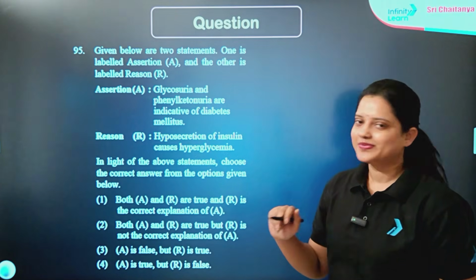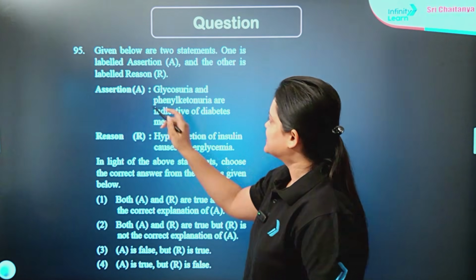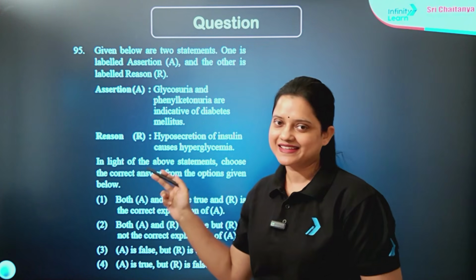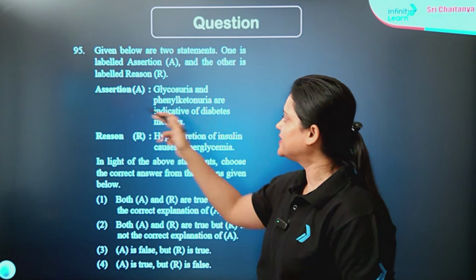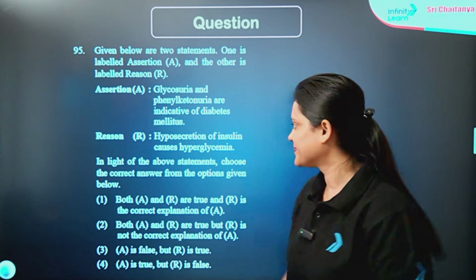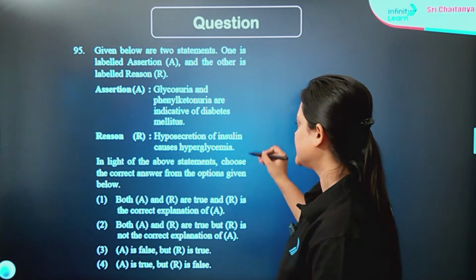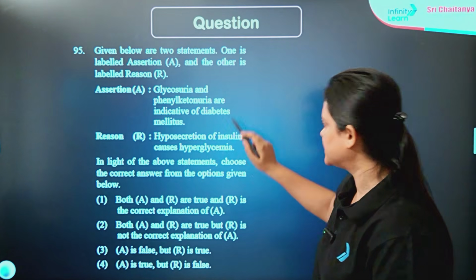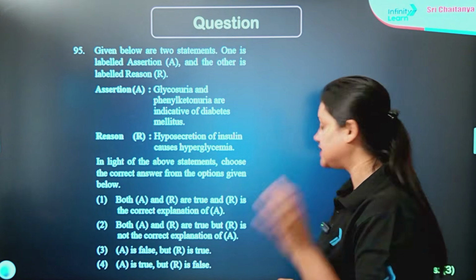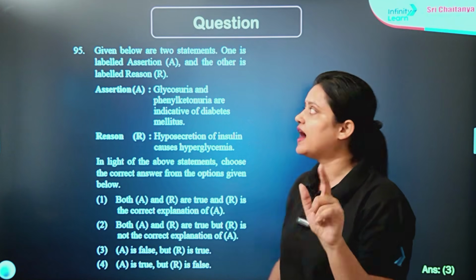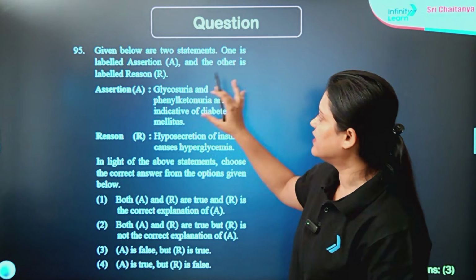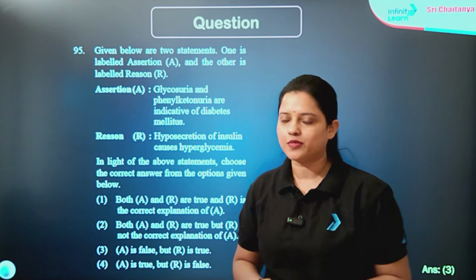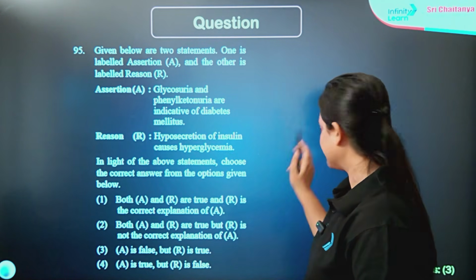Next question. Pay attention. Assertion says glycosuria and phenylketonuria are indicative of diabetes mellitus. So glycosuria is fine, but not phenylketonuria. So this is wrong. Reason says hyposecretion of insulin causes hyperglycemia. This is true. So assertion is false, but reason is true. Answer should be 3. Let me know how many of you have made this mistake and marked the assertion as true. Question number 95. Let me know in the chat box, right? So the answer here is 3.